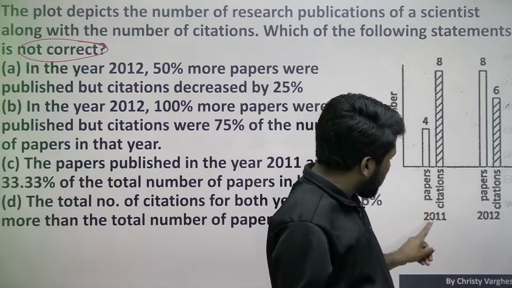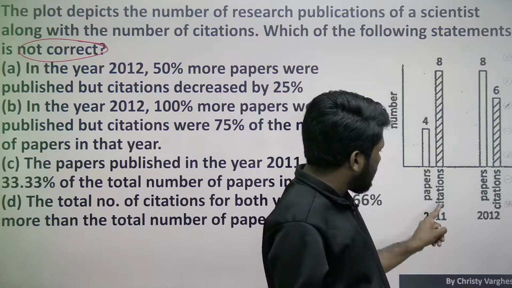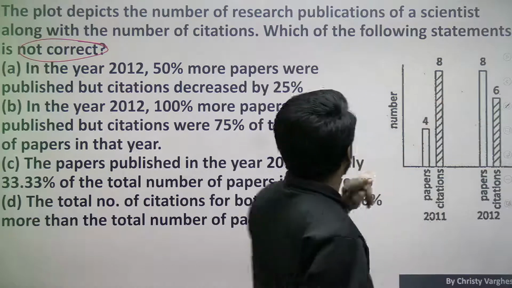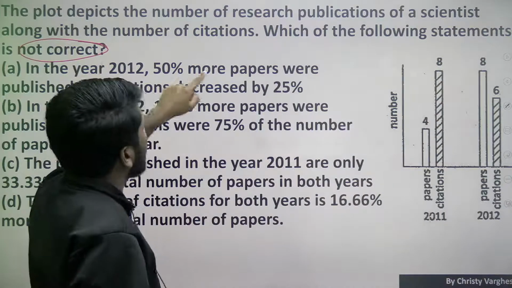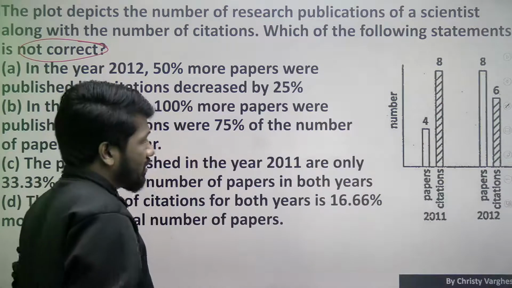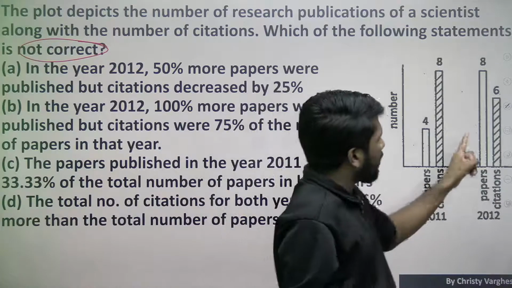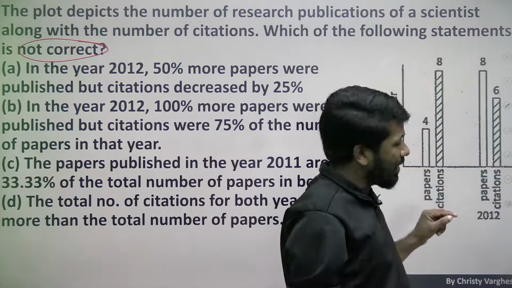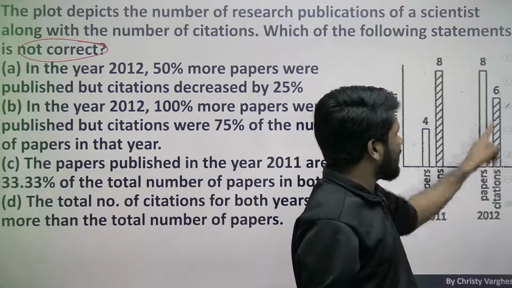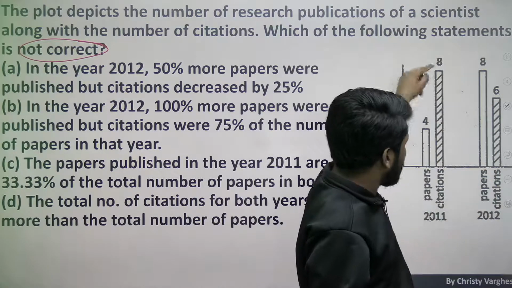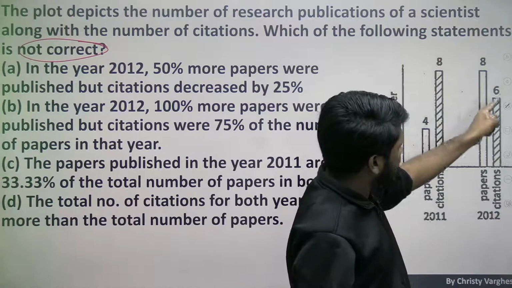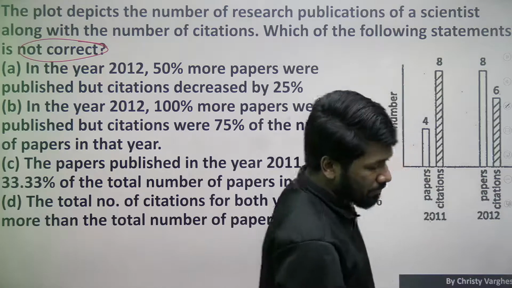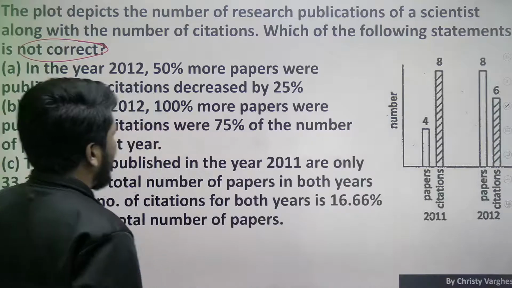Number of papers published in 2011 is 4. Number of citations in 2011 is 8. Regarding a particular scientist, this is told. And in 2012 he published 8 papers. 2011 it was 4, 2012 it is 8. And citations is 6 only. 2011 it was 8, 2012 it became 6 only. Okay, so that is the given data.